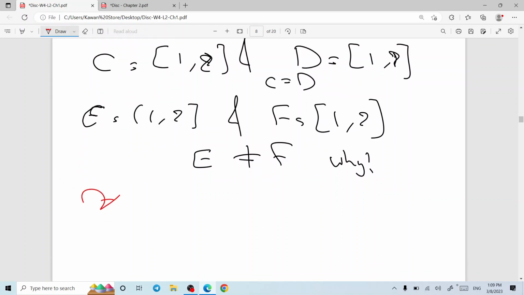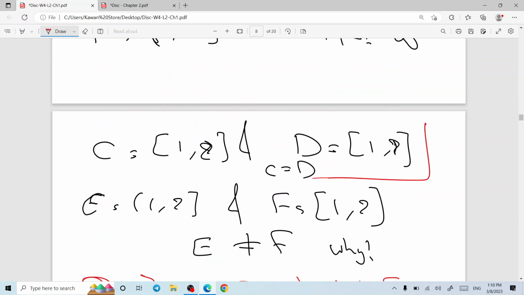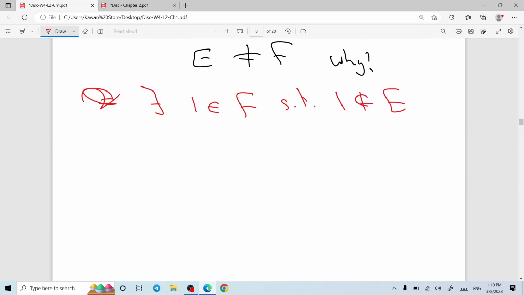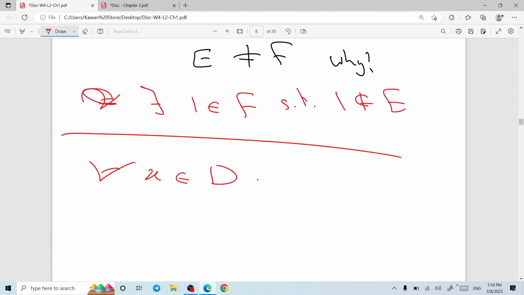For each, no. There exists, bring one example because it's not true. You remember, counterexample: there exists one belonging to F such that one does not belong to E. If you ask me why, I say for all elements in C or D, then you can find that element in D.